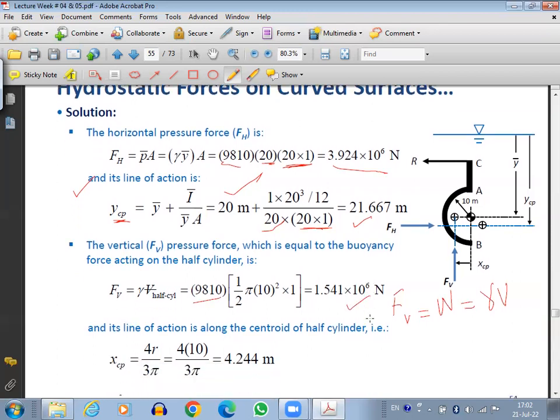Once you have FV, you also need to find where it would be located. If it was a complete circle, it would be located exactly in the center. But this is a semicircle, so it will not be located in the center. It will be located somewhere here. It will actually be 4r over 3 pi. Again, this formula will be provided to you in the exam. It is the centroid of a semicircle, of a half cylinder. You just substitute the value and you get the x value here.